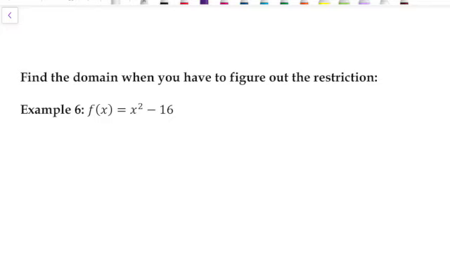Okay, find the domain when you have to figure out the restriction. So example 6 shows us what kind of a function? f(x) is x squared minus 16. So this is a whole positive number exponent, so this is a polynomial. And what did we say before about domains of polynomials? There's no restrictions. No restrictions.